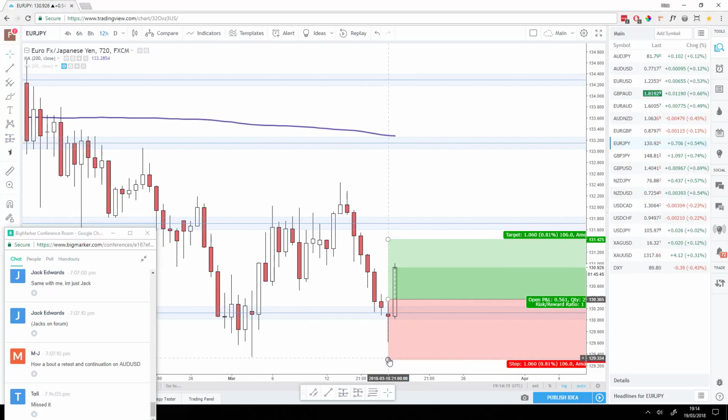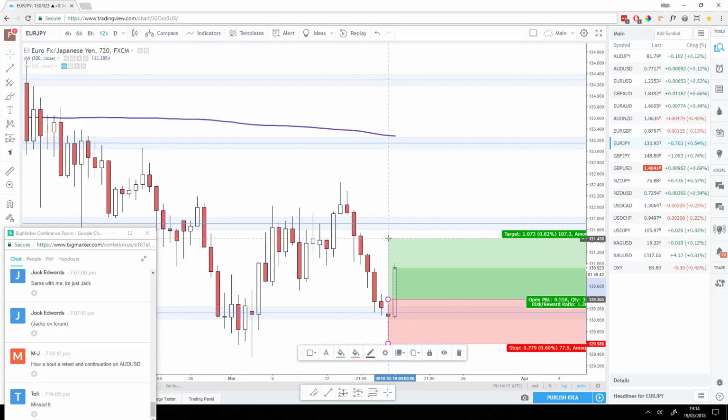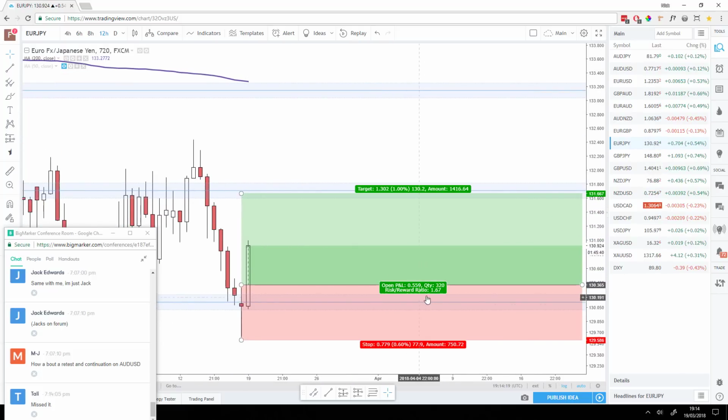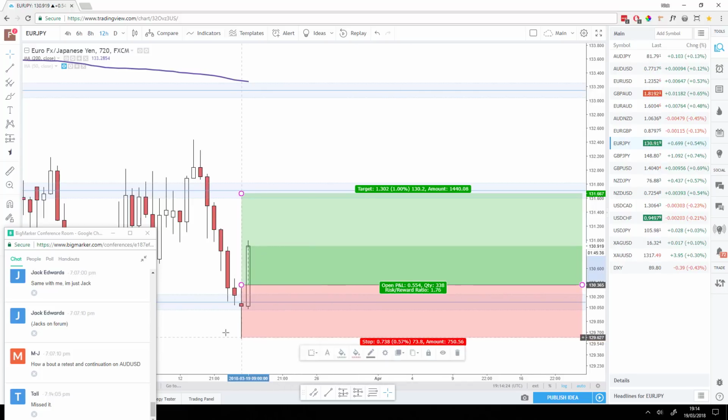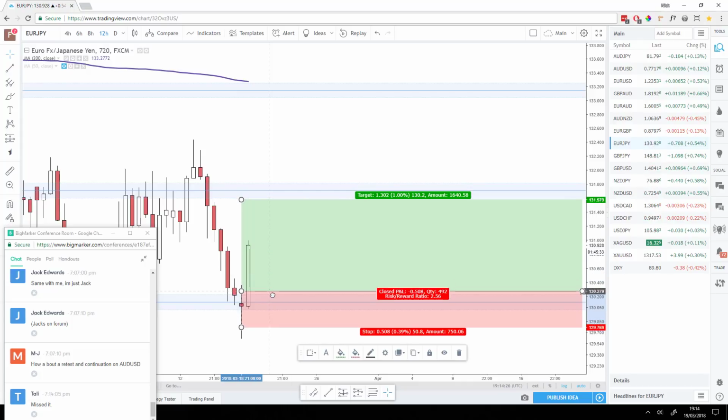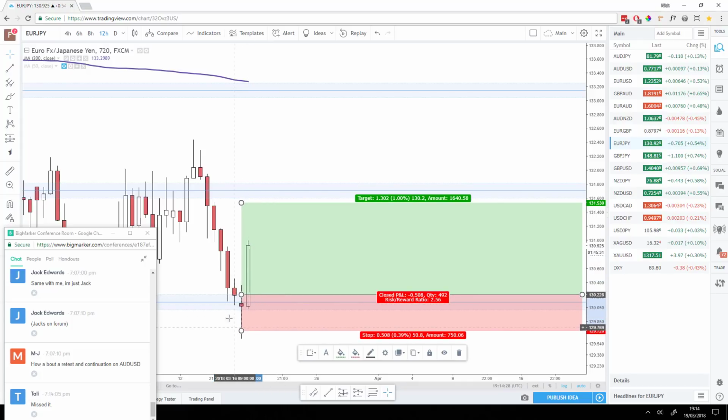If you were entering at the high of indecision with a stop loss at the low, then your risk to reward ratio is not going to be fantastic. So you'd probably want a tighter stop on this one. Maybe even an entry on a retrace, something like that.